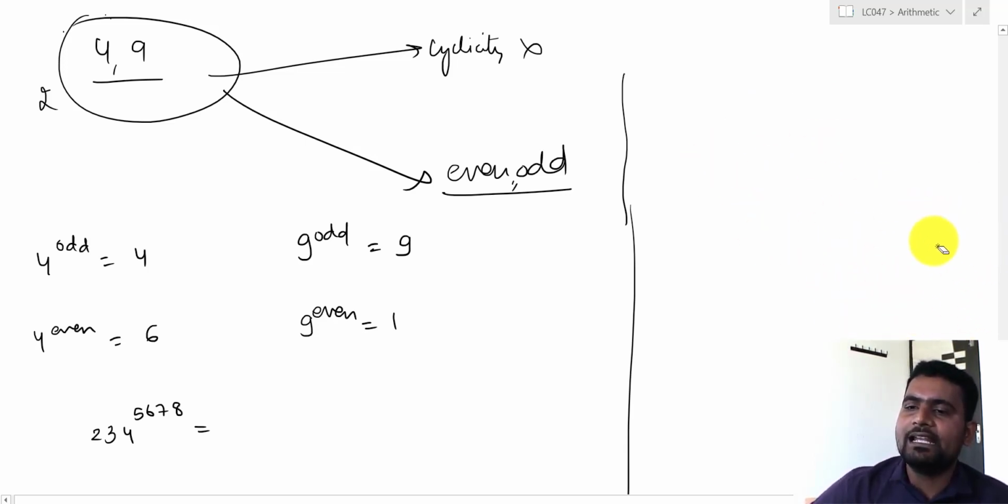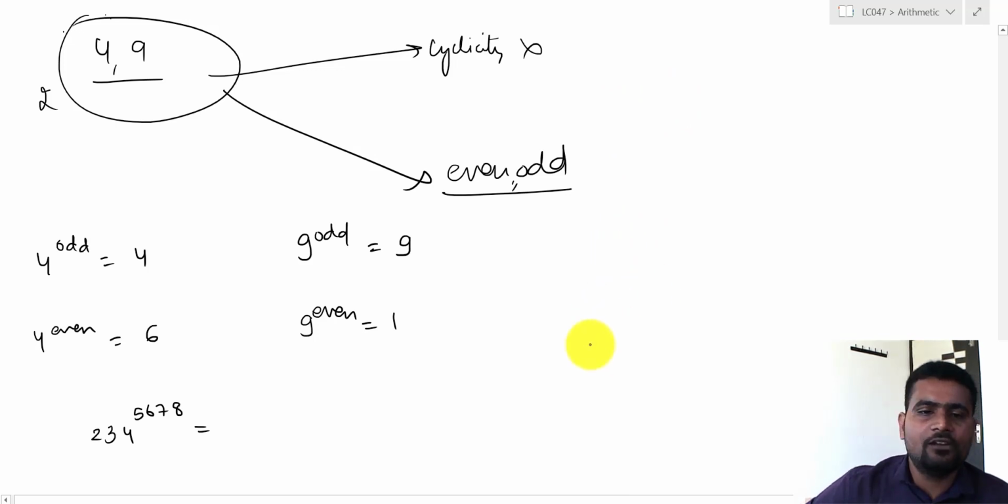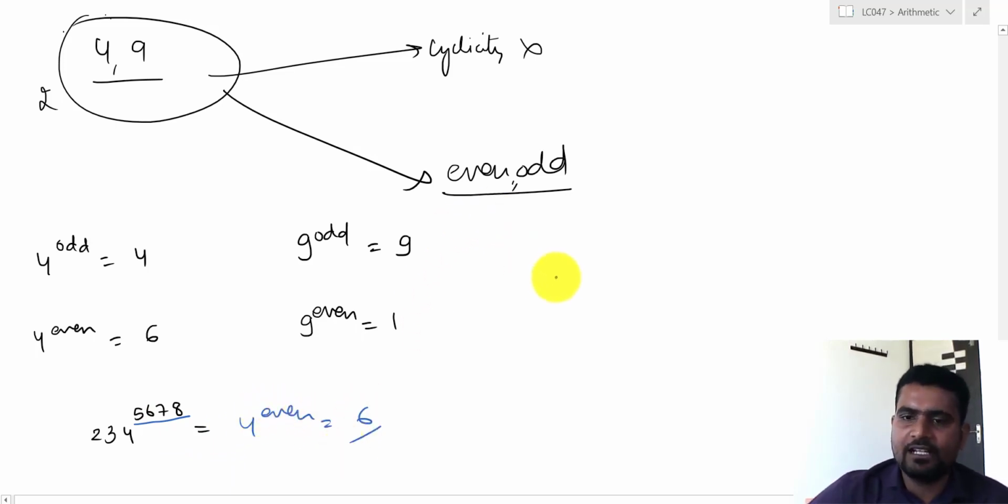Any number is either even or odd. If you look carefully, 5678 is an even number. So 4 raised to power even should end with 6. In the same way, if I tell you 9 raised to power 5678, again it is 9 raised to power even, which means it will end with 1.